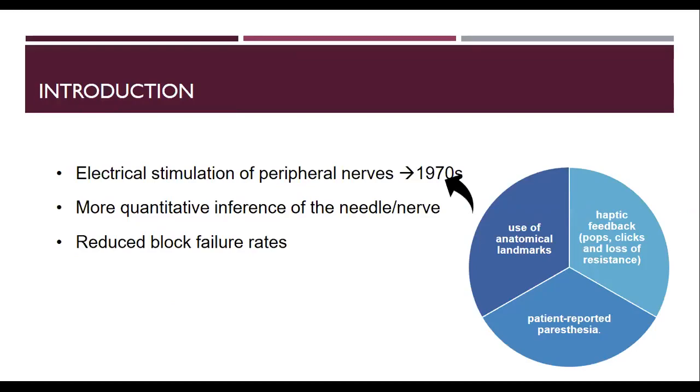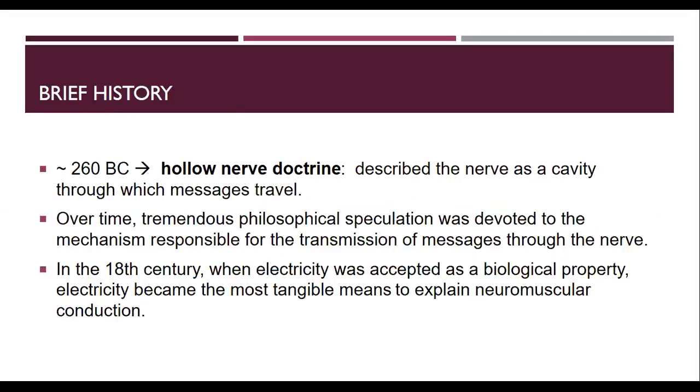Coming on to the introduction, electrical stimulation of peripheral nerves started way back in the 1970s. It gives a more quantitative inference of the needle and the nerve, and reduced block failure rates, compared with the use of anatomical landmarks and haptic feedback like pops, clicks, loss of resistance, and patient-reported paresthesia. So these are the basics of the peripheral nerve stimulator.